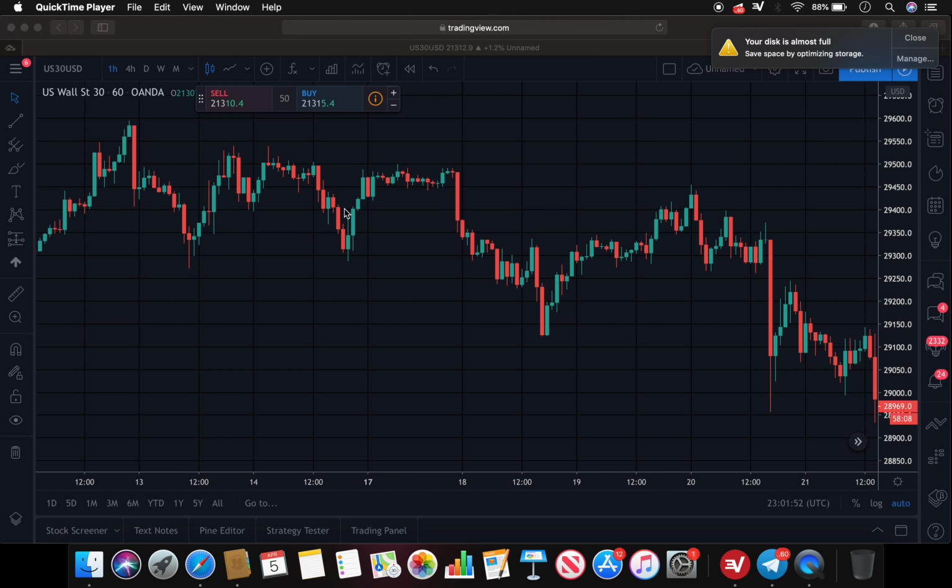So, pretty much, I just wanted to go over a quick strategy with you guys for US30. I don't trade US30 as much. I recently started trading it a lot more, and I haven't called out too many signals for it because I wanted to make sure that the strategy was bulletproof before I did any of that. So, I just wanted to give a quick overview.